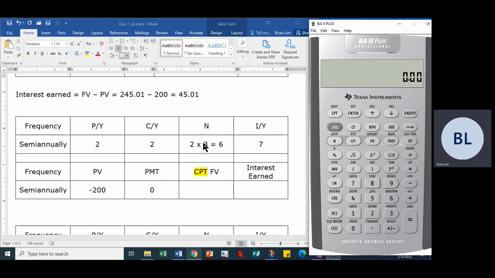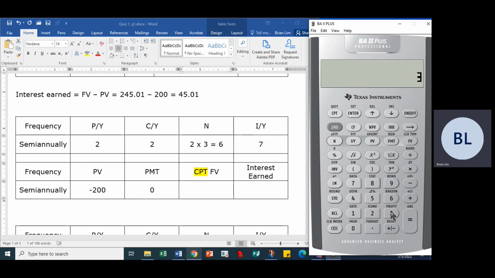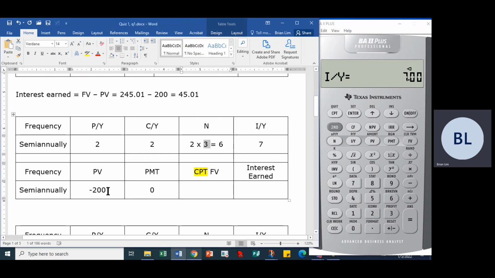Okay, now we have 3 years. So 3 years, we go 3. And then to multiply by PY, I go second N. And then to enter the value for N, I press on N. So N is equal to 6, so I know 6 has been entered. Okay, the interest is 7, so we go 7. IY, all right, present value is negative 200 right here.